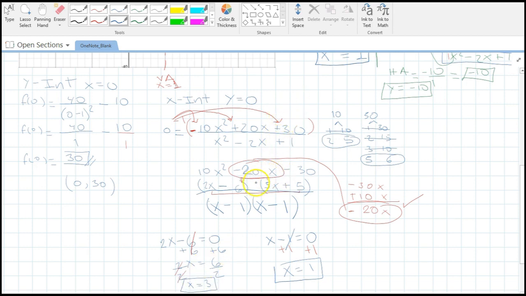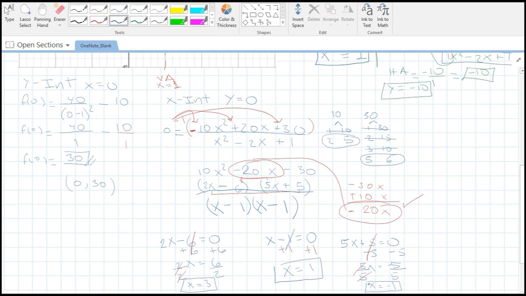The other parenthesis is right here, and I'm going to set that equal to 0. 5x plus 5 equals 0. I subtract 5 from both sides of the equal sign. The 5s cancel. Now I have 5x equals negative 5. Now I need to divide by 5 on both sides of the equal sign. The 5s cancel. Now I have x equals negative 1.